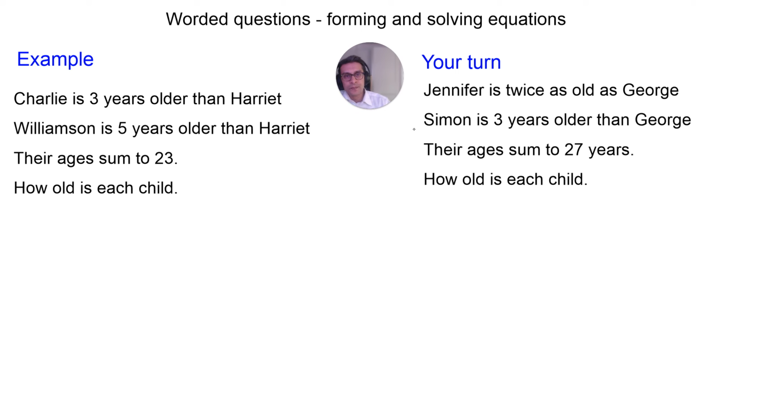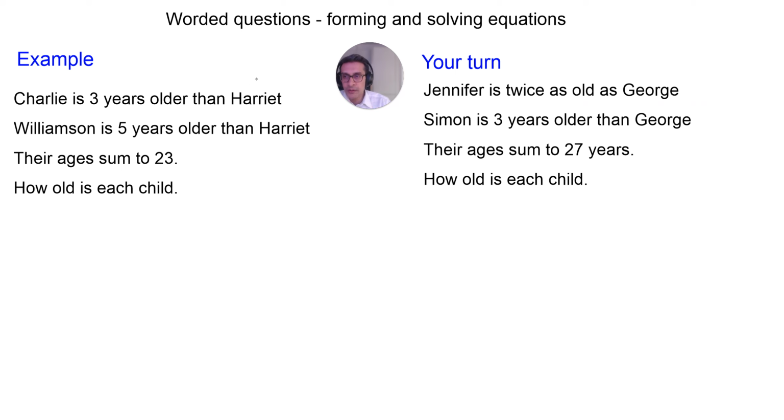Worded questions. I'll do the example on the left and then you can try the one on the right. Now, we are going to turn this into some type of expression using each line of information. So Charlie is 3 years older than Harriet. Williamson is 5 years older than Harriet. Their ages sum to 23. How old is each child? So you need to be strategic here and decide that Harriet is the thing that's common to both statements.